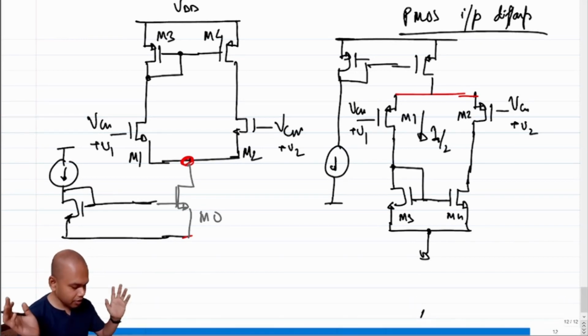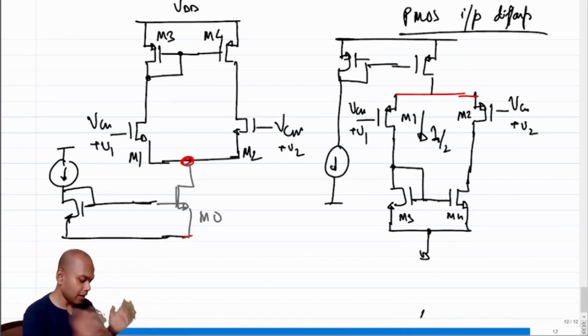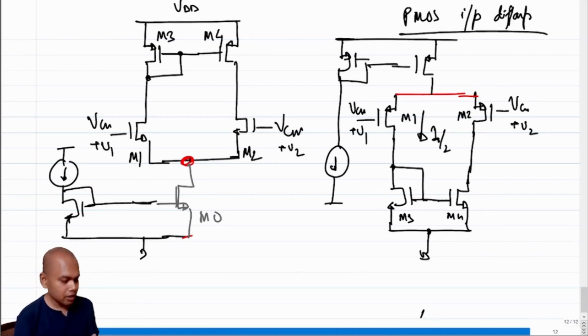So whatever is valid for the circuit on the left is also valid for the circuit on the right. The incremental equivalent is identical, right? The incremental Norton equivalent is identical for both the circuits, because incrementally there is absolutely no difference between an NMOS and a PMOS transistor. But what will be different? The difference will be in terms of quiescent points, right?